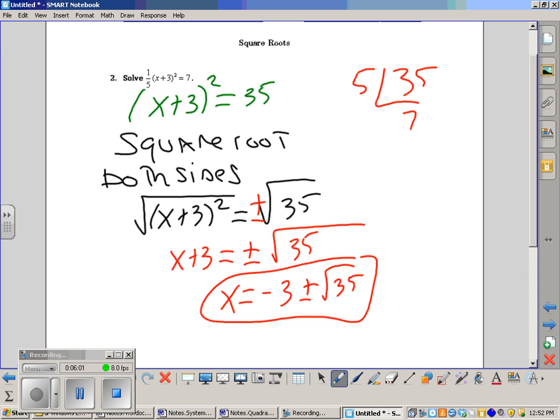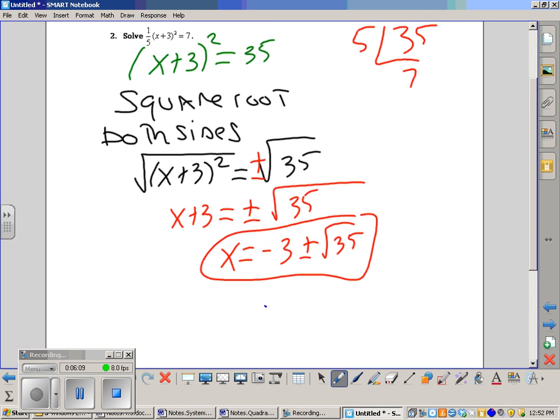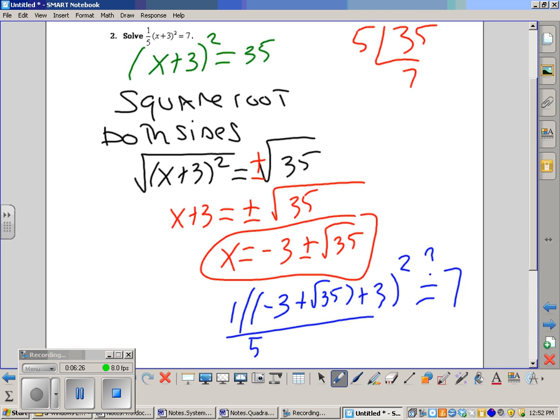Now look, let's say you're not confident. Let's check one of these. So let's check our work. It's always a good habit. Let's just take one of them. So let's take negative 3 plus root 35. That's x. Well, this x, we're adding 3 to it, putting a big parentheses around it and squaring it, and then multiplying it by invisible 1 over 5. Does that question mark equal 7?